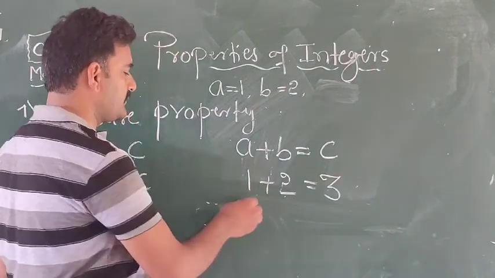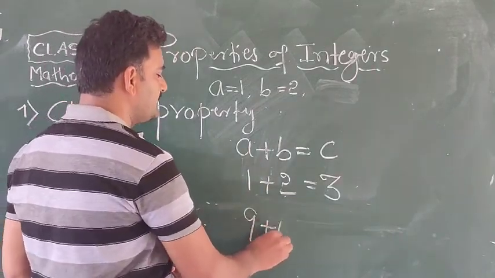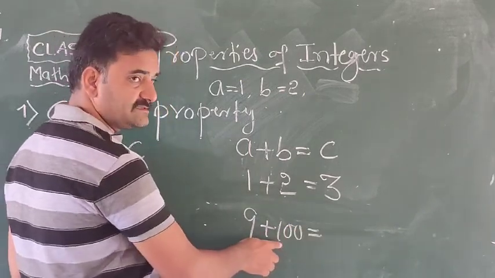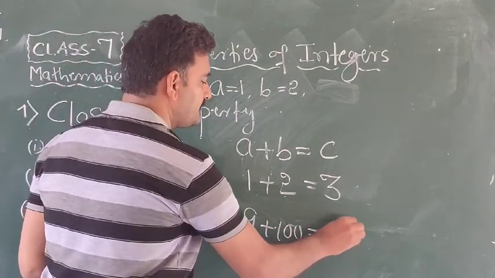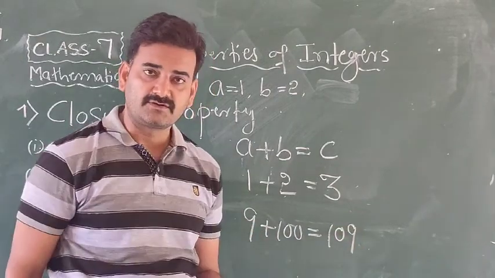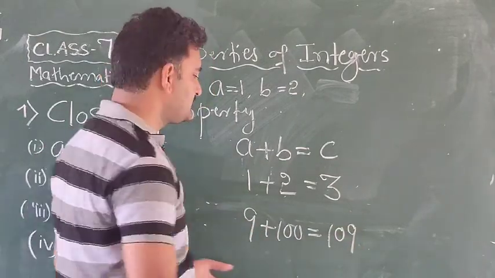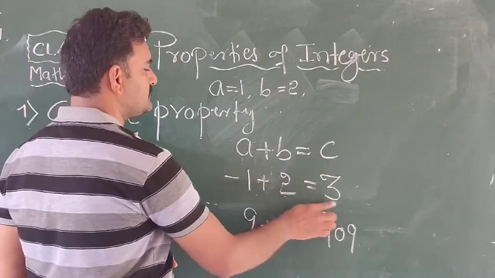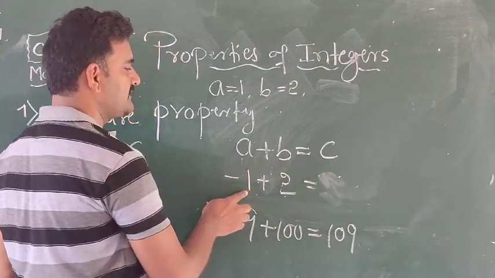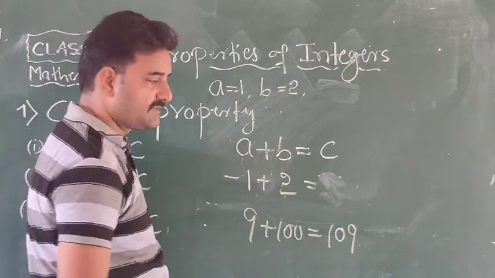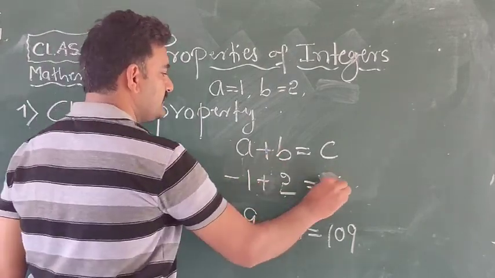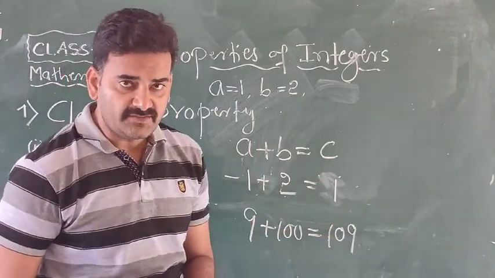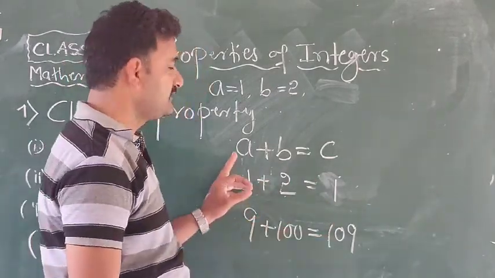For an example, one more. a is 9, b is 100, so 9 is integer, 100 is integer. Now I am going to add: 109. 109 is also integer. Let us say one more example. Let us say minus 1 plus 2. a is minus 1, b is plus 2. So 2 minus 1 is 1. 1 is also integer. So in all the ways, it is satisfying the integers.